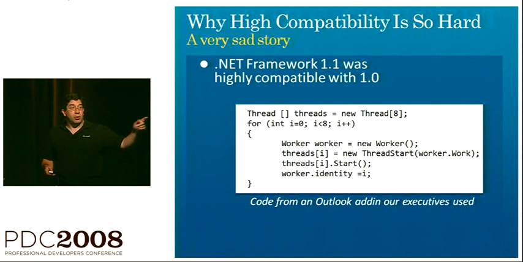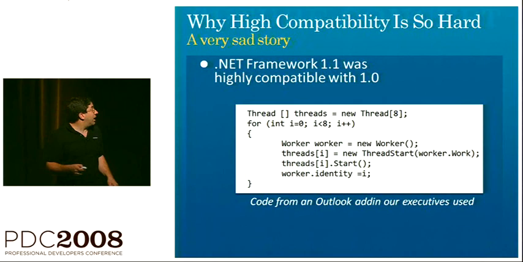But I want to show you some code. Here's some code that someone in our IT department wrote. This was an Outlook add-in, and it was one that all of our executives used. So who can see what's wrong with this code? Just shout it out. Nobody? Okay, it's subtle. It's actually not that subtle. It's right there.